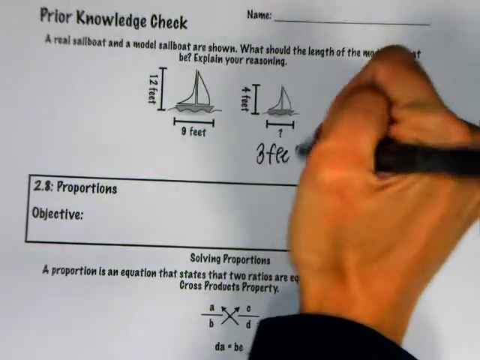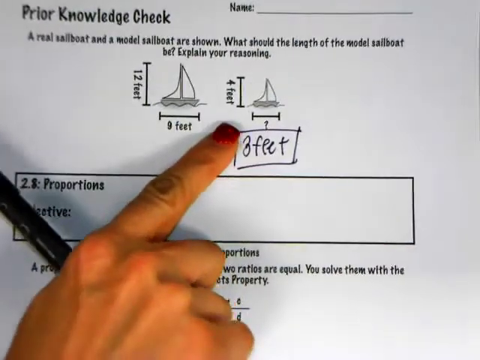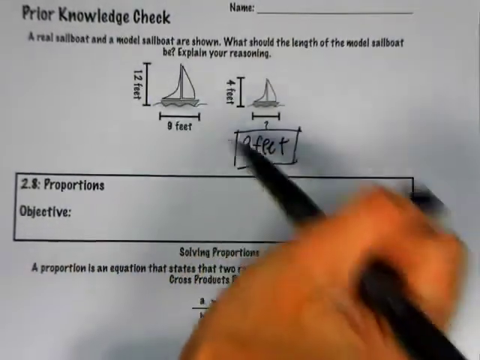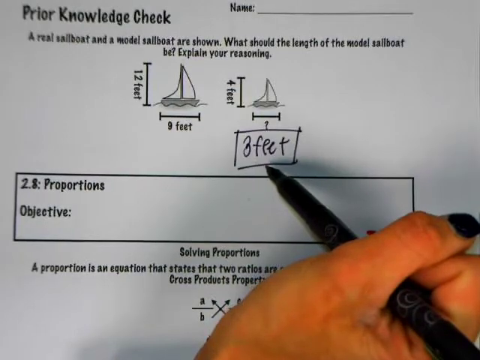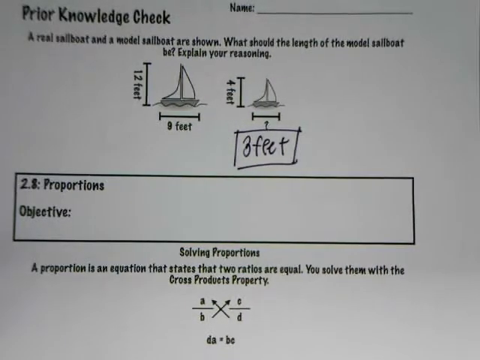Yep, perfect. So if you guys look at the relationship they gave you right here, the 12 and the 4, the scale is a third, right? So then you want to just keep that scale constant for this side. Make sense? Cool. All right, so we are doing proportions today.